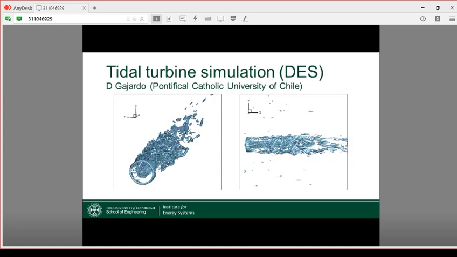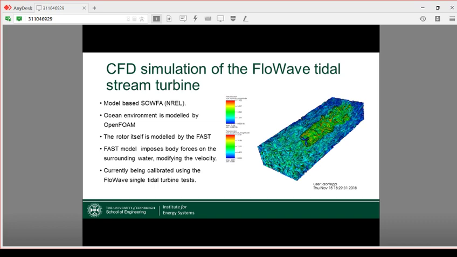So I'll talk a little bit about modelling. This is some detached eddy simulations which we did in conjunction with the Pontifical Catholic University of Chile and the student project. So this is using an actuator disk model of the turbine. We've now got an actuator line model running with them. And this is an actuator line model which has been running for the real-time project using the NREL SOWFA software and OpenFOAM.